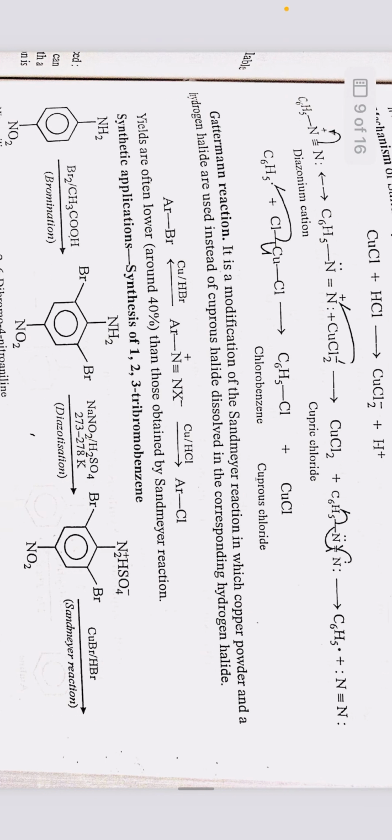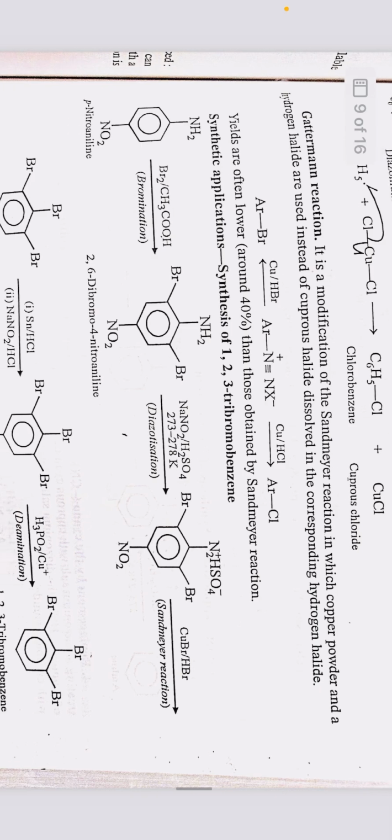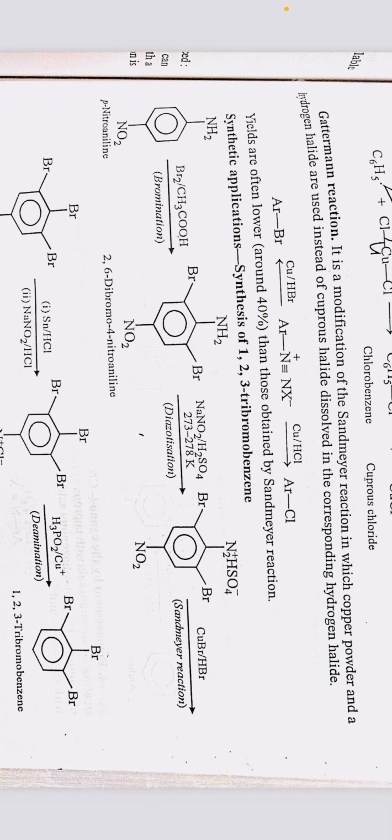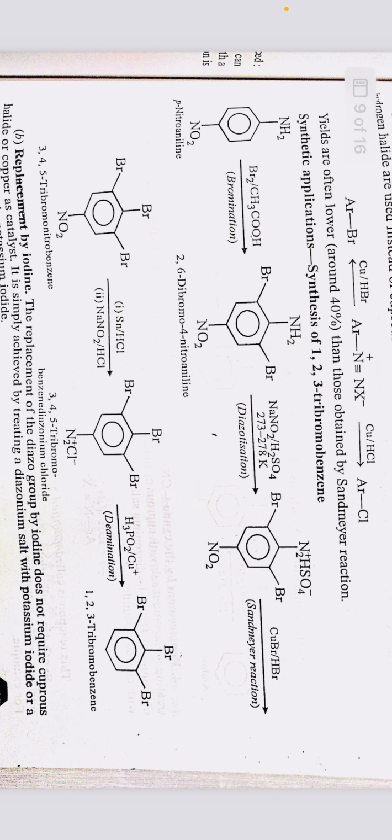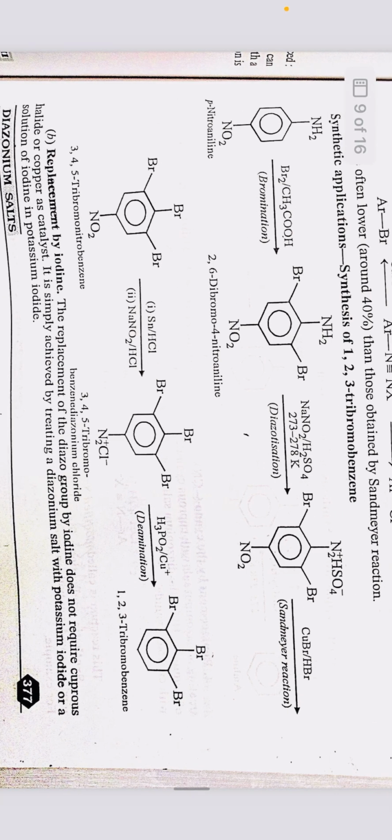The mechanism of the Sandmeyer reaction is believed to occur by the free radical pathway as delineated below. Gattermann reaction: it is a modification of the Sandmeyer reaction in which copper powder and a hydrogen halide are used instead of cuprous halide dissolved in the corresponding hydrogen halide. Yields are often lower, around 40%, than those obtained by the Sandmeyer reaction. Synthetic application: the synthesis of 1,2,3-tribromobenzene.